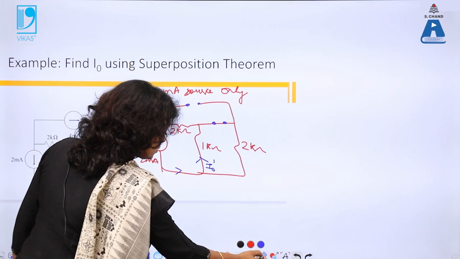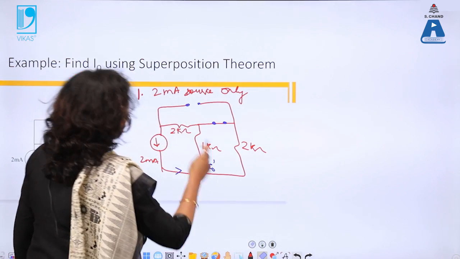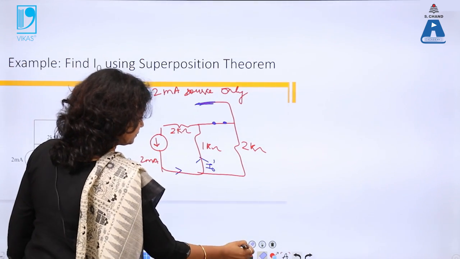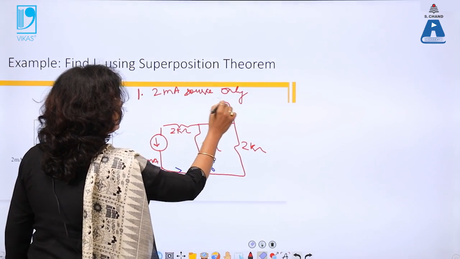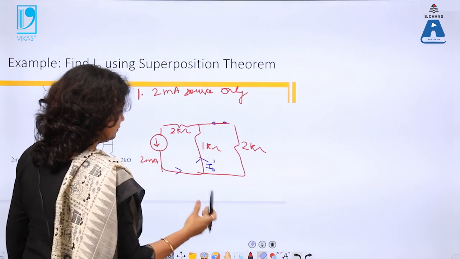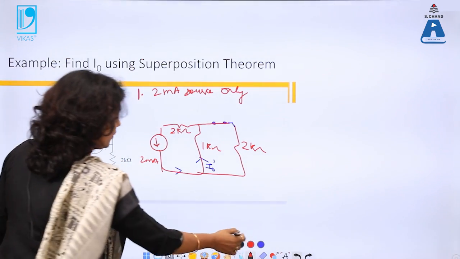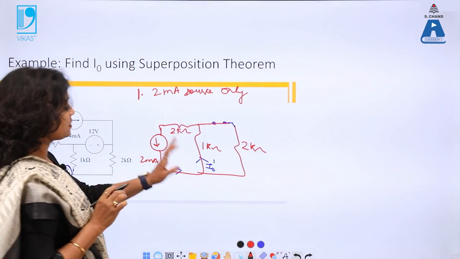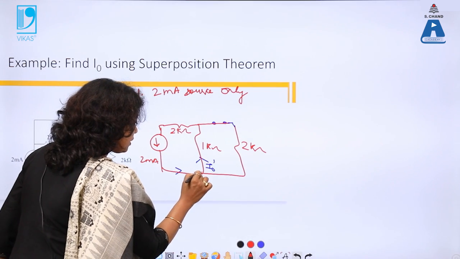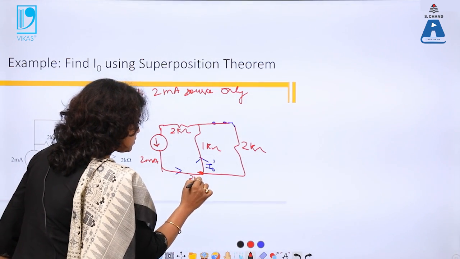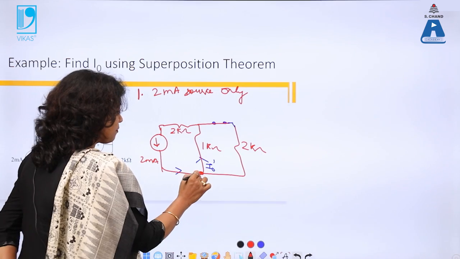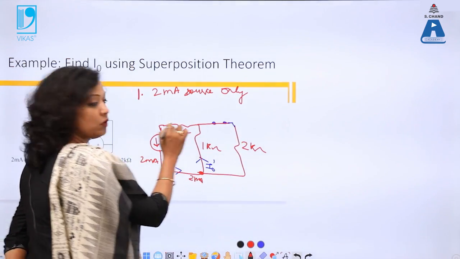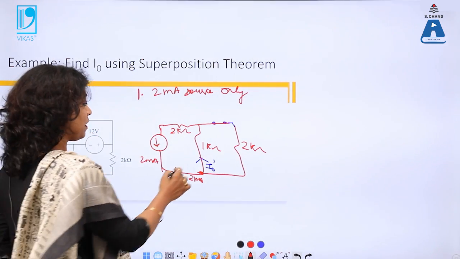Now let me use an eraser. So let me rub this so that you get more clarity about the circuit. Okay. So now we can see that this is my final circuit left. So this 2 milliampere current will flow till this node. Now there are two paths. One is of 1 kilo ohm, another is of 2 kilo ohm. So I need to use the current division rule to find out I naught.